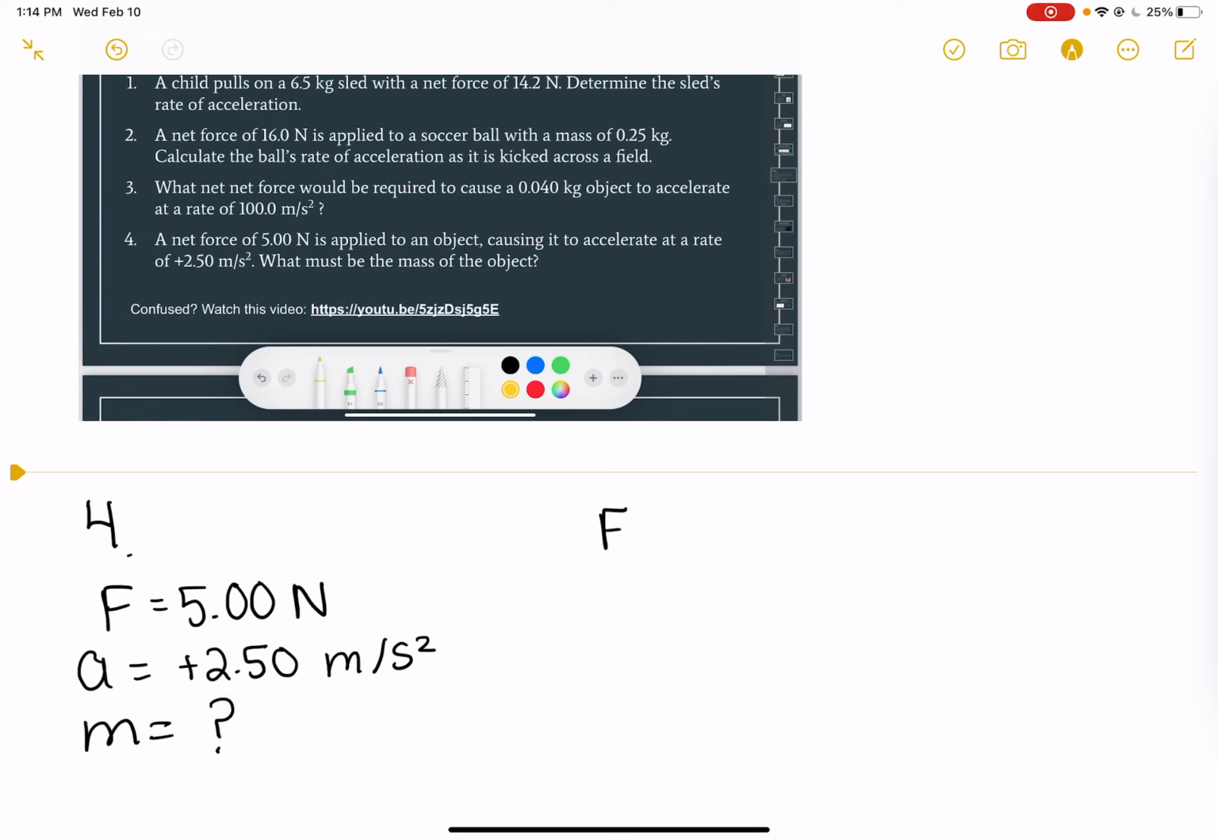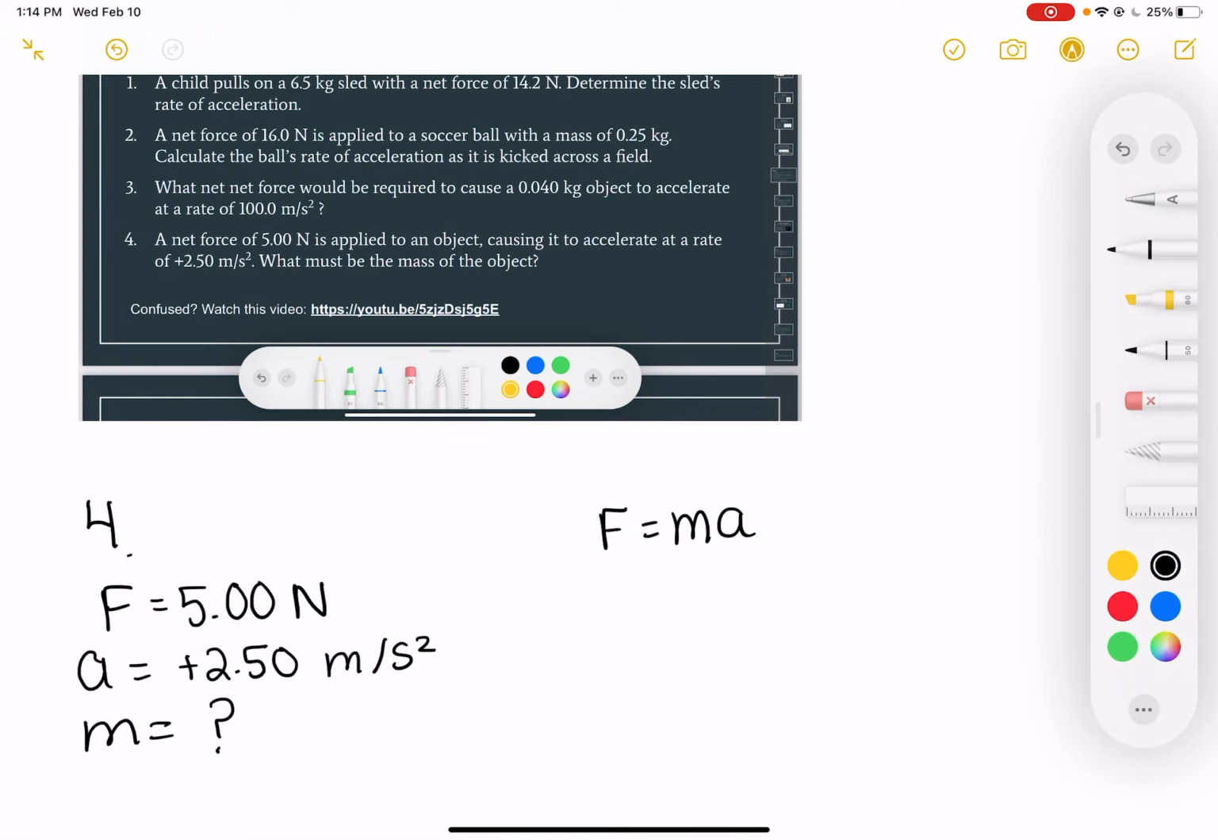If we take the formula F is equal to ma, we're going to have to rearrange it so that we have mass by itself. So we want mass by itself, so we want to move the a to the other side. And to do that, we're just going to divide. So if we divide both sides by a, that'll get rid of it over there. So m is equal to F over a. Okay? So let's plug in our information.